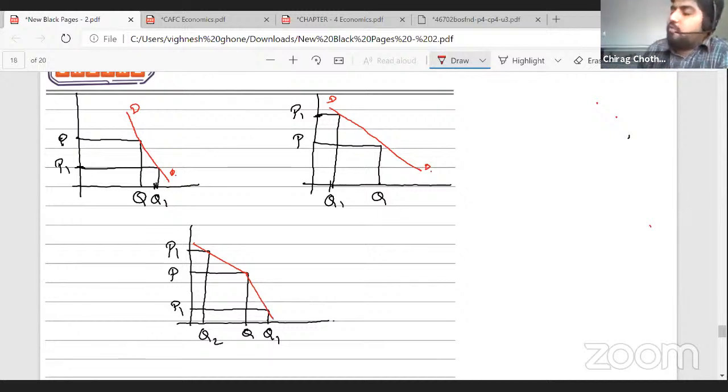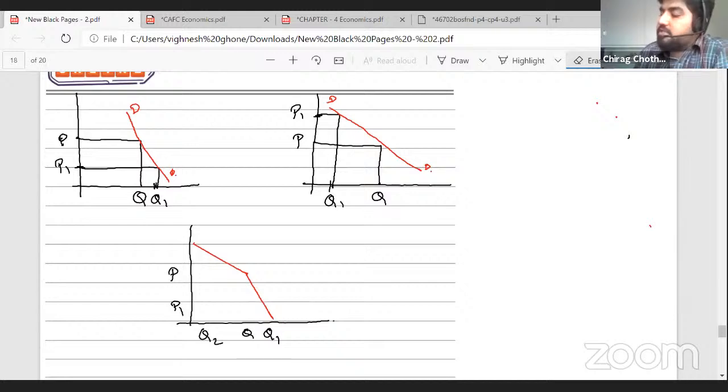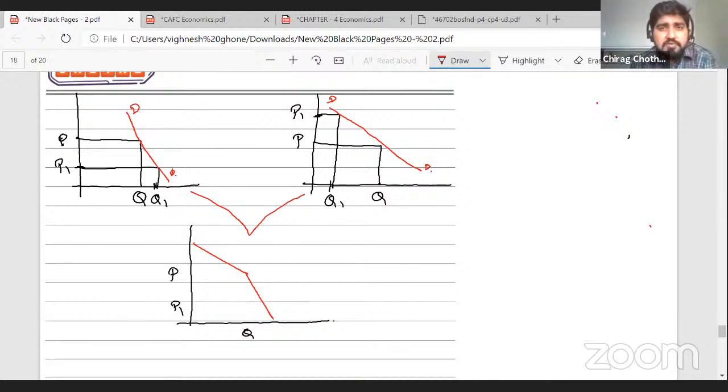Now, if I remove these boxes, students, from this diagram, how is the curve? If you notice, it is a kink demand curve. Kink means there is a tilt, there is a movement. So what is this kink demand curve? It is nothing but, friends, a combination of these two diagrams only. So these two diagrams make this one diagram, which is the kink demand curve. That completes our chapter number 4 entire revision.